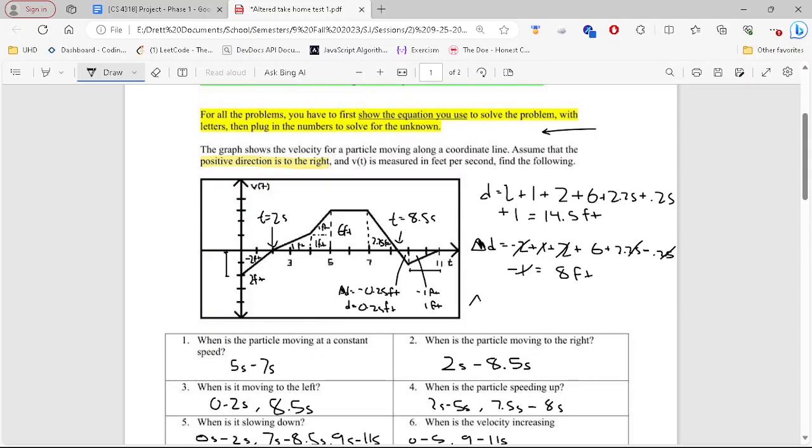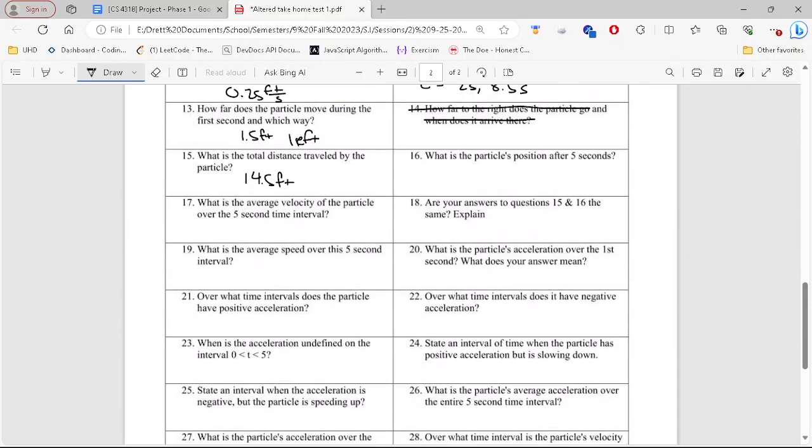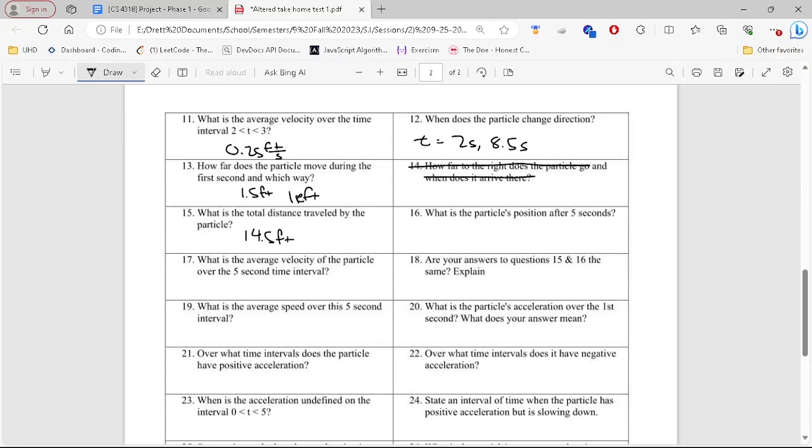So let's start. Displacement from 0 to 5 seconds is going to be equal to negative 2. It's going to be the sum of its displacements up to 5 seconds: negative 2 plus 1 plus 2, which is going to be equal to just 1. 1 foot. Its displacement is just 1 foot to the right. So position is going to be 1 foot.